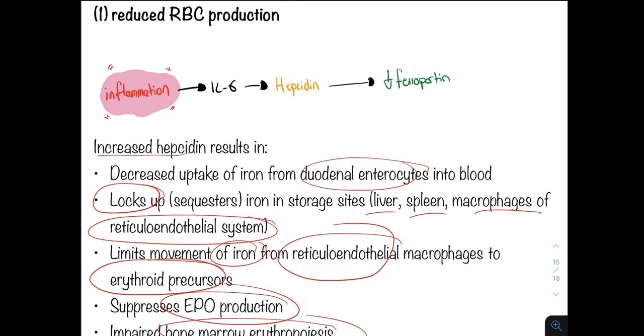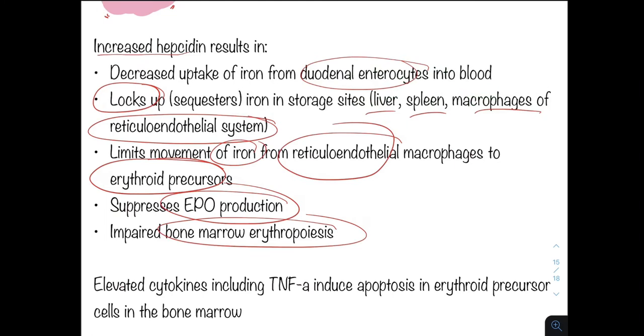So again, just to emphasize, the inflammation in the chronic diseases results in an increase of hepcidin, a downregulation of ferroportin, and locks up the iron in storage sites, so less iron is available for the production of red blood cells, so we end up with reduced red cell production and thus anemia of chronic disease. Elevated cytokine levels, including tumor necrosis factor alpha, have been shown to induce apoptosis in erythroid precursors in the bone marrow, so this also decreases red cell production.